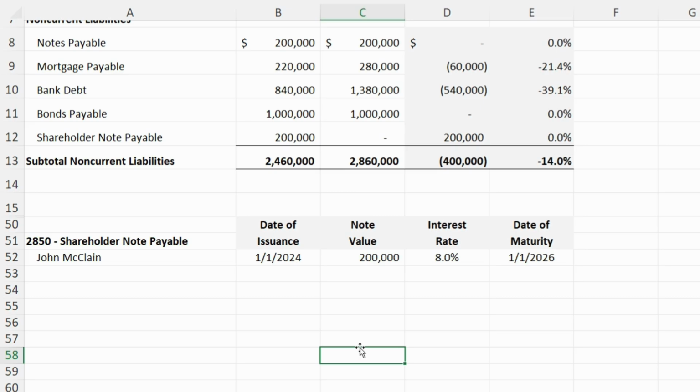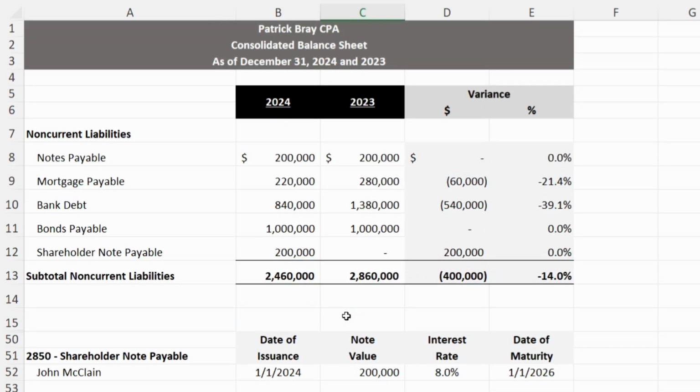And if you're in a small business that doesn't have enough cash to fully pay for their shares at the fair market value, then you might issue them a note. In this situation, we've issued John McClain a note for the shares that we have bought back from him. And the date of this issuance was 1/1/2024. It happened this year in this balance sheet, since it's a 12/31/24 balance sheet. It's a $200,000 note payable, 8%. And we're going to fully pay this back to him on January 1st, 2026.